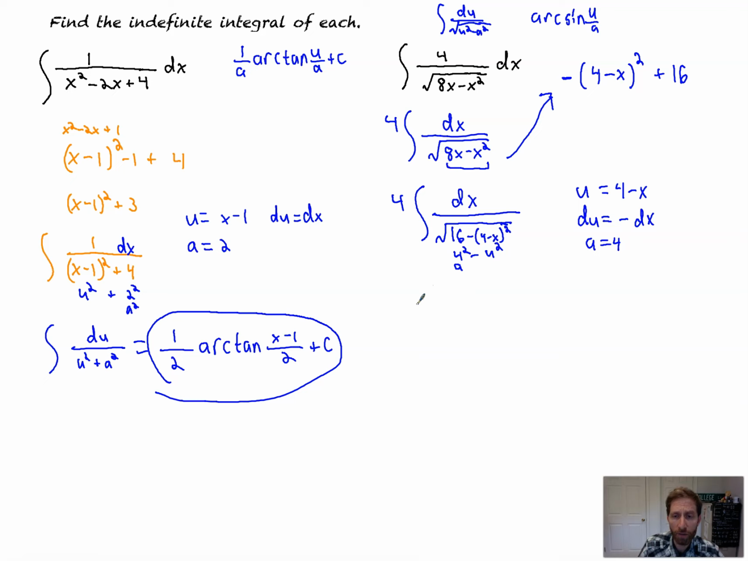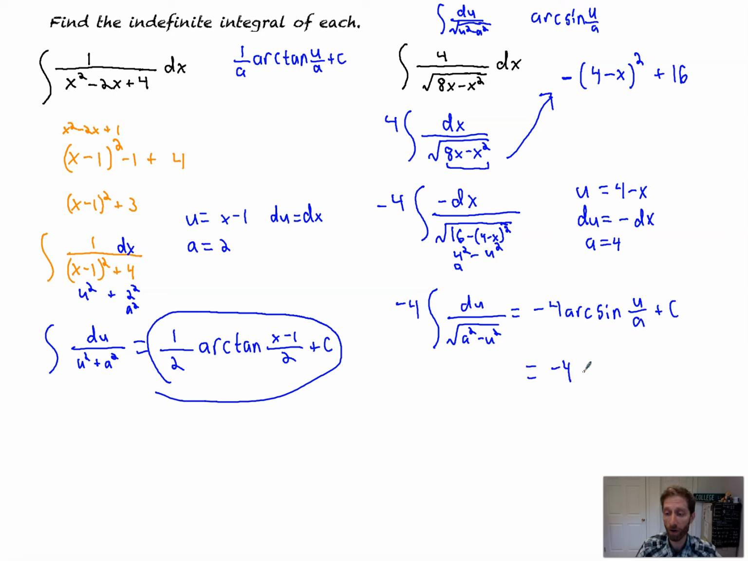So what I've got here is a 4. I need that negative dx, so I put in a negative, so I get negative 4. So I get negative 4 antiderivative of, there's my du, perfect, ready for us, all over the square root of, remember that's a squared minus u squared. It's set up for us. So this will be equal to negative 4 arcsine of u over a. It's set up perfectly. And now we'll plug in everything. So I've got negative 4 arcsine of u, which is 4 minus x, all over a, which is 4.